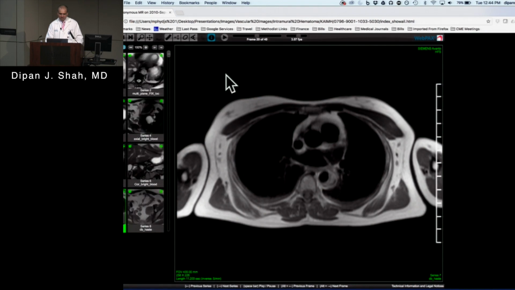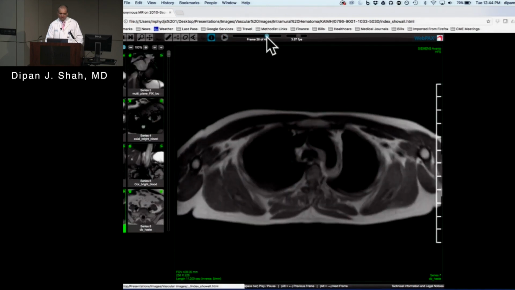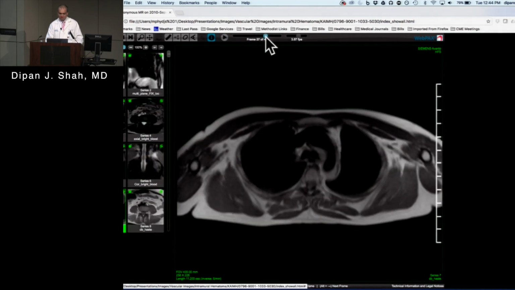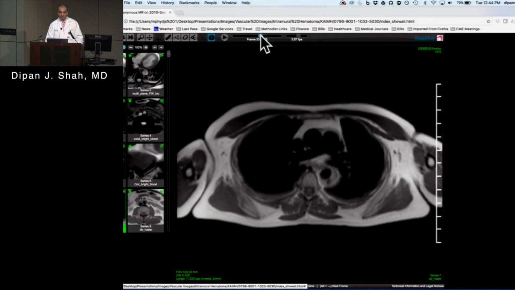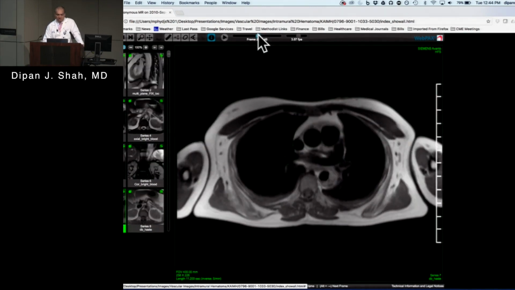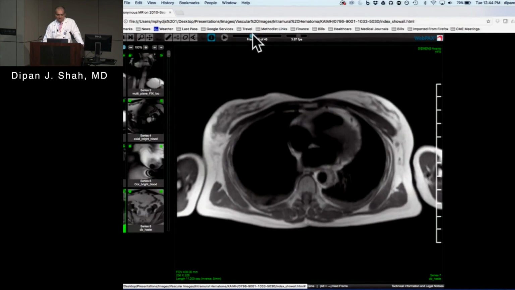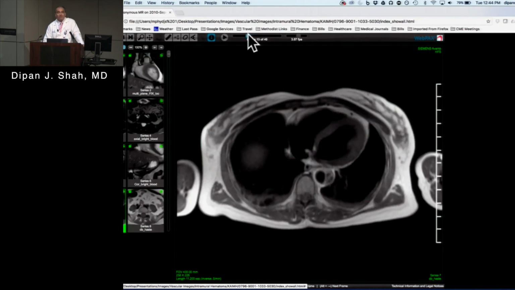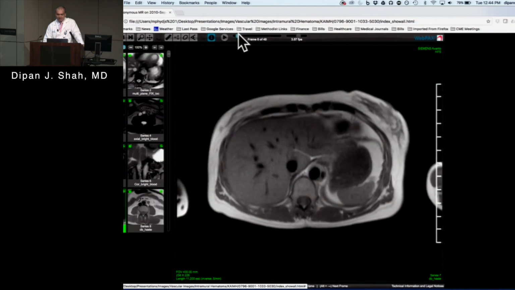again, the same technique using a dark blood acquisition. So that would be dark. Right, so moving blood is dark. Moving blood, yes. Okay, so that's a good question.